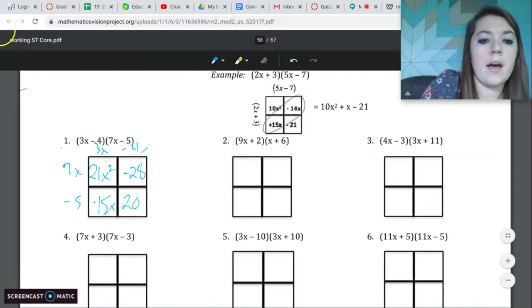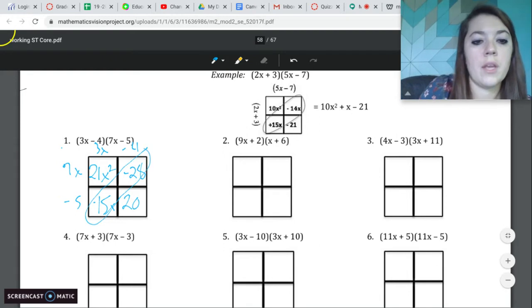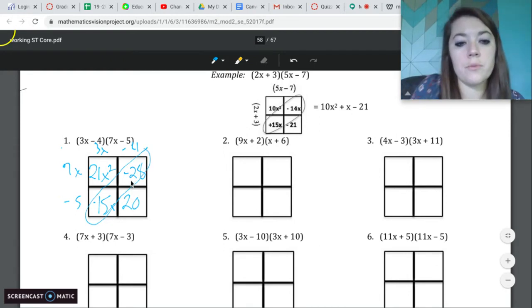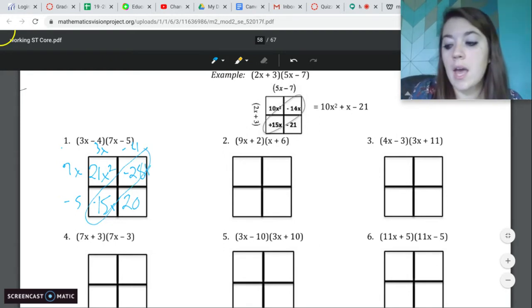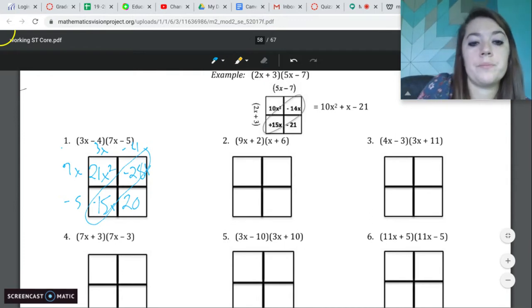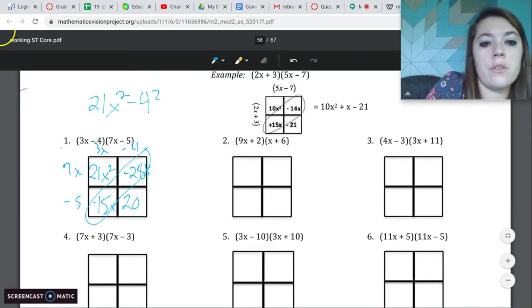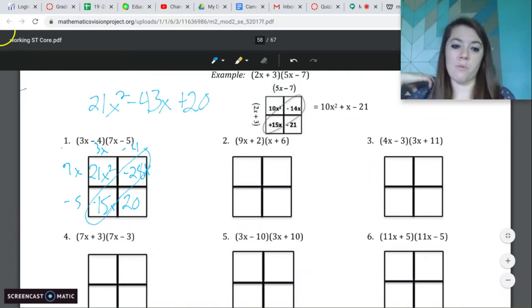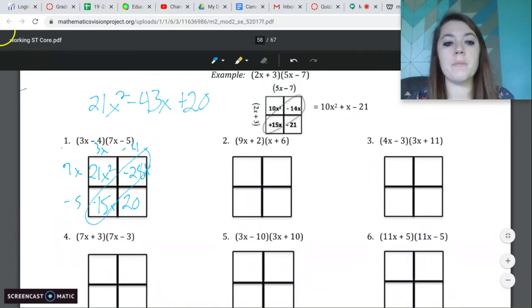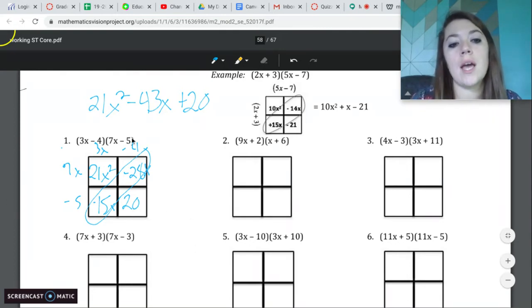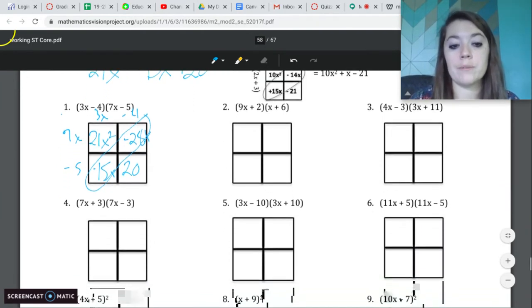So we combine these two: negative 15x and negative 28x, oops, I forgot the x. That is going to give us negative 43x. So our answer here is 21x squared minus 43x plus 20. We're just multiplying the binomials together to get our quadratic equation. We're using the boxes to help us organize and multiply this out.